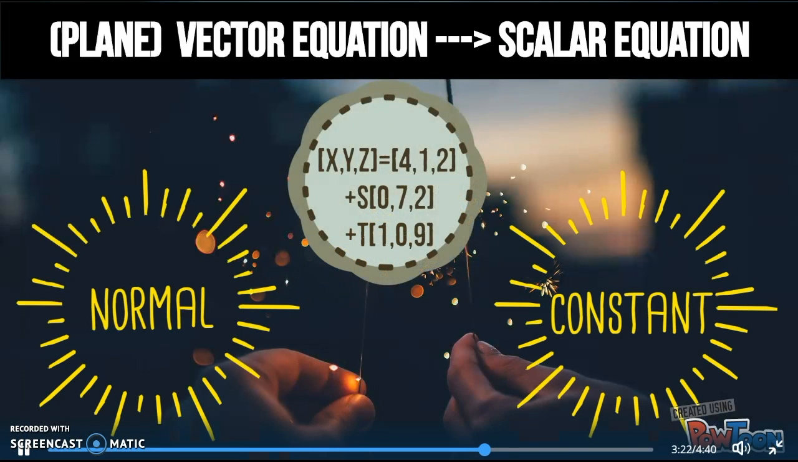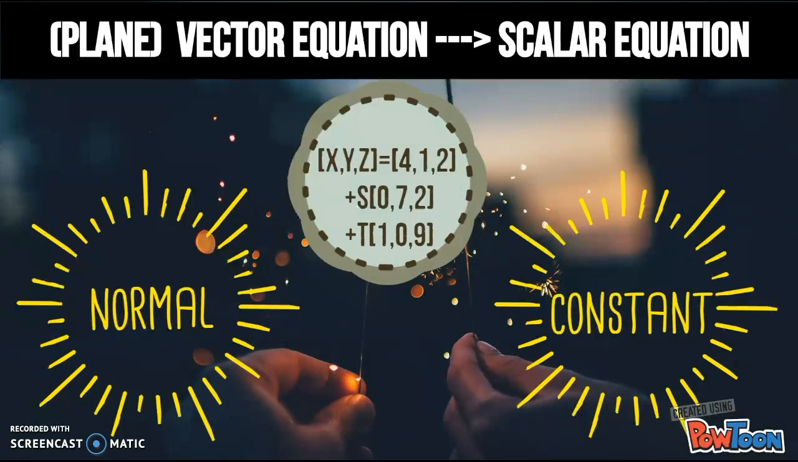After this, we can learn how to change a vector equation of a plane to a scalar equation of the plane. Same thing, a vector equation has 3 axes, x, y, and z, and 2 direction vectors. And we need to find the normal and the constant for the scalar equation.